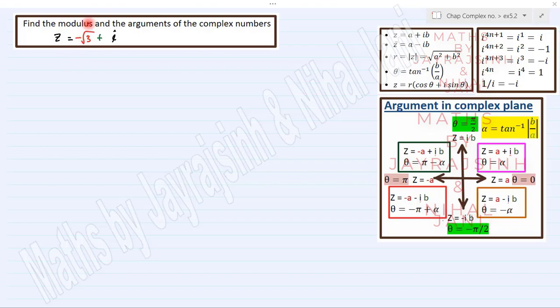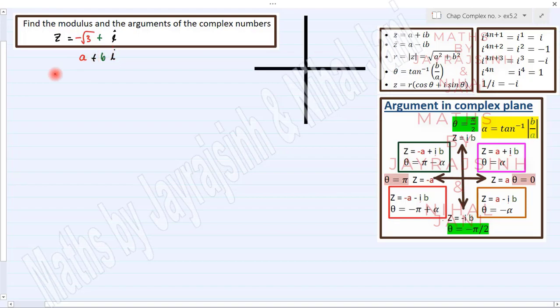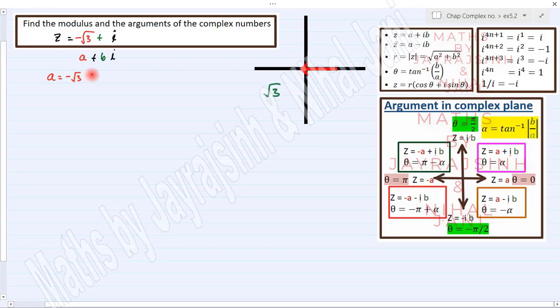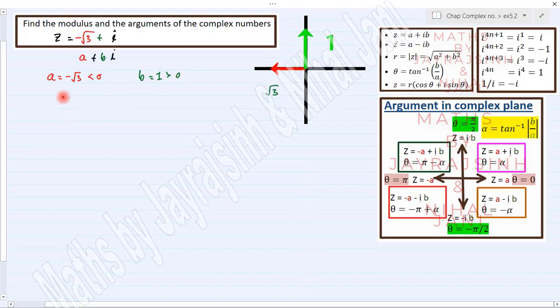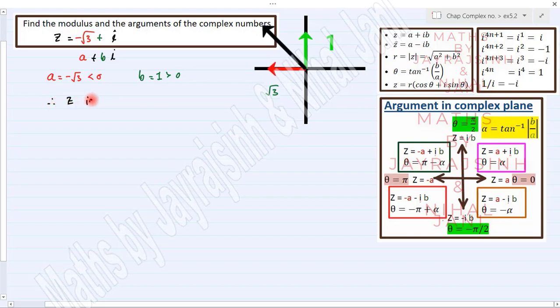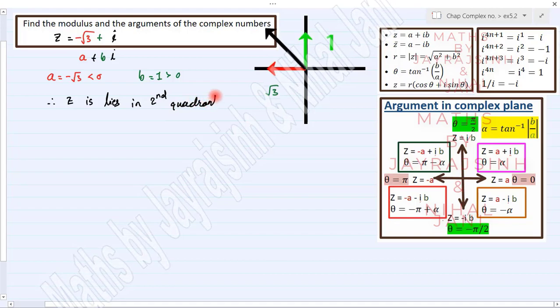In this question, you have to find modulus and argument of complex number minus root 3 plus i. Your complex number is in the form of a plus bi. So we will get the real part of the complex number is minus root 3, which is less than 0, and the imaginary part of the complex number is 1, which is greater than 0. So we can say your complex number lies in second quadrant.